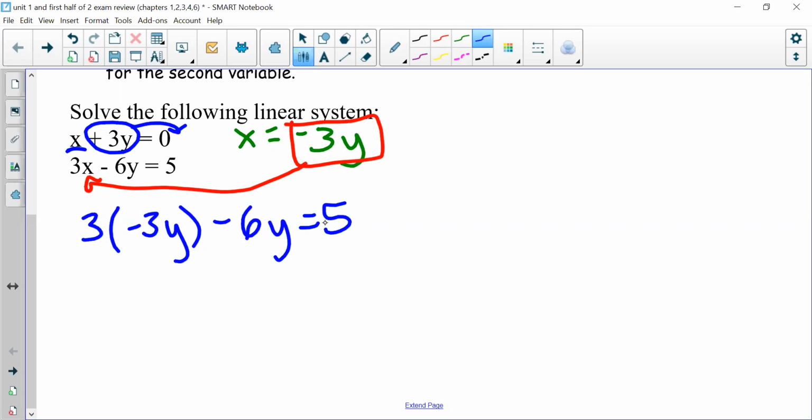Who wants to do that for us? We multiply minus 3y by the 3. Good. So you're going to distribute this. And AG, keep on going because that'll make this go a lot faster for us. What's next?